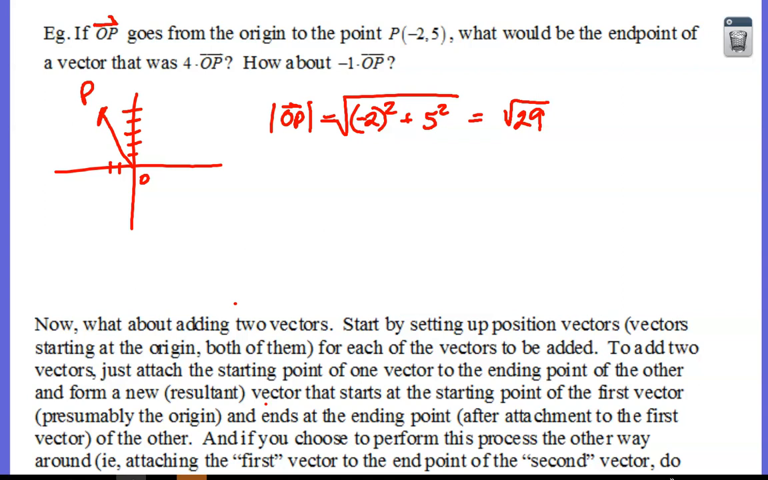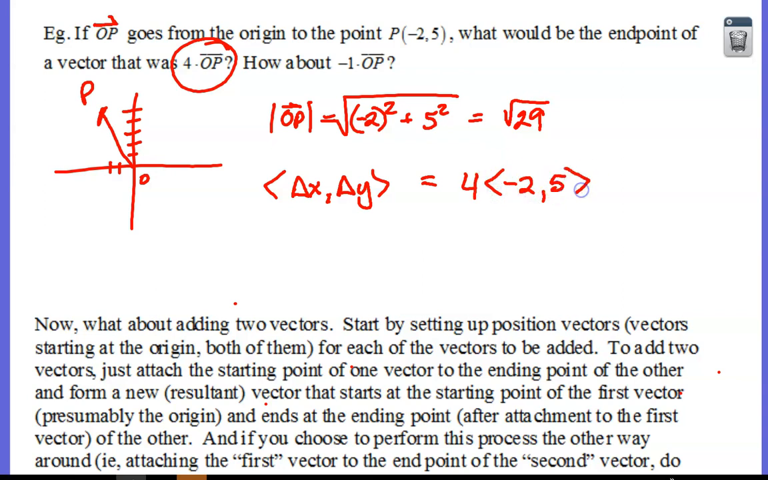Okay, so if I want to go 4 OP, I'm just going to multiply my magnitude by 4. That'll give me my new magnitude, 4 root 29, but it wants the actual endpoint. That means I need to know what the change in x and the change in y need to be. If you're going to increase your magnitude by a multiple, you can just multiply each of the components by 4. So I multiply the x change by 4 and the y change by 4, which means I need to move negative 8, 20.